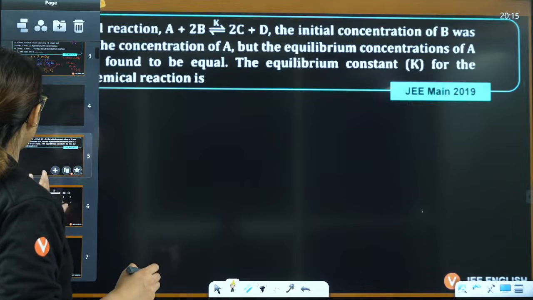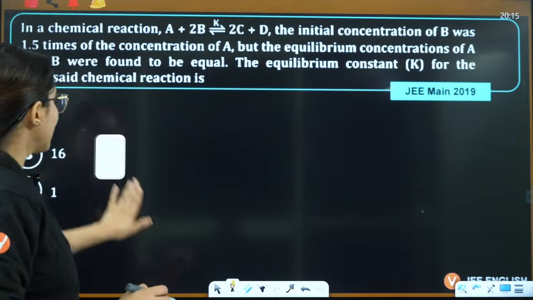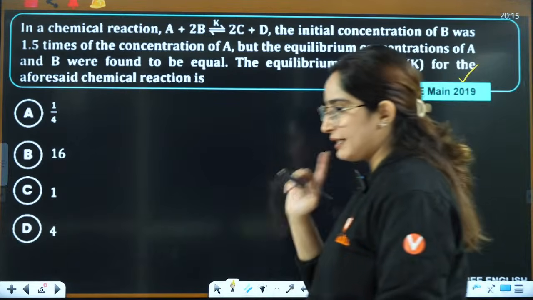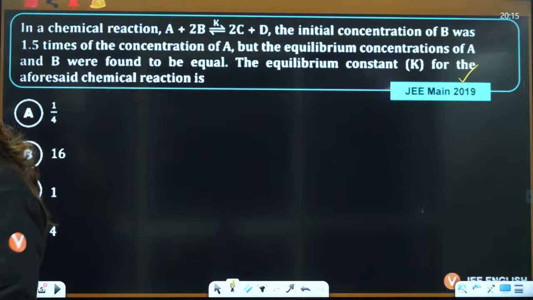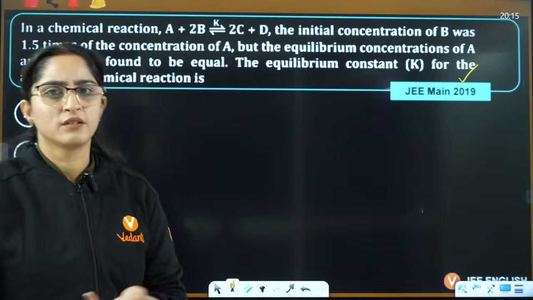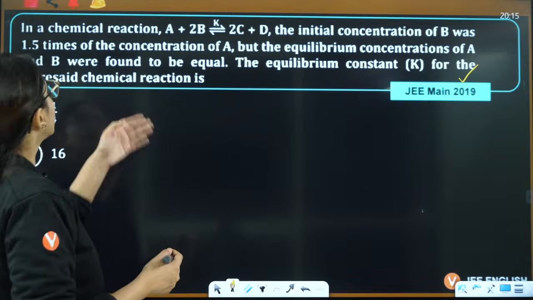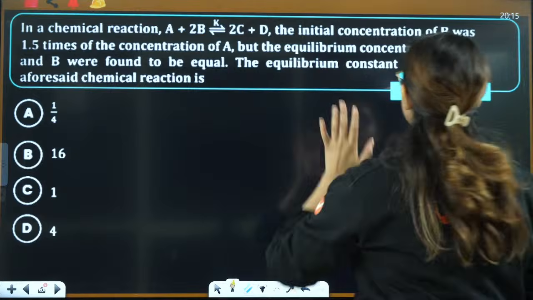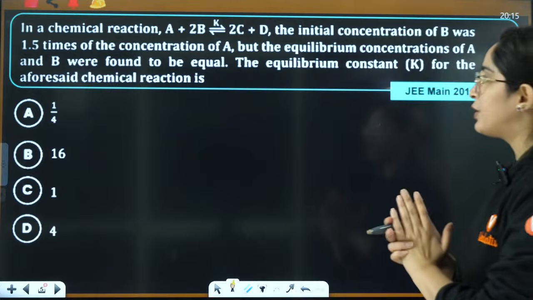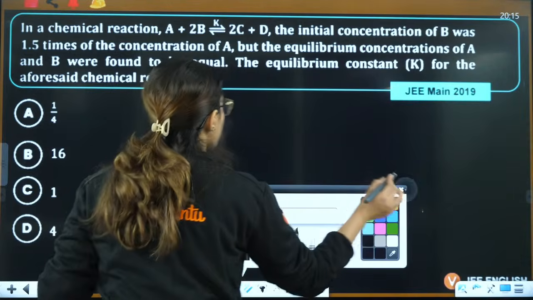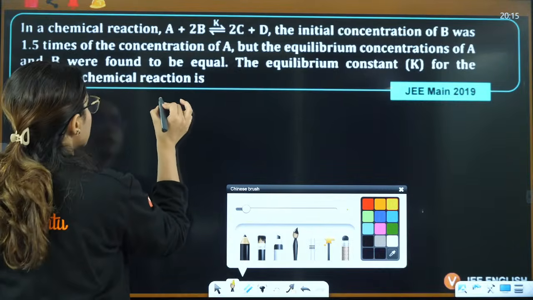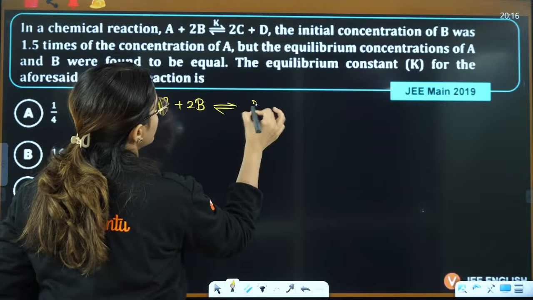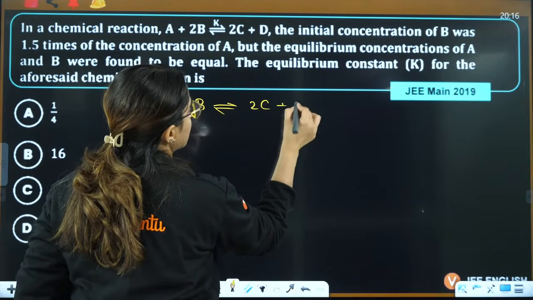Okay, everybody. Now, let's see the next question that was asked in JEE Mains 2019. The duration is about 1.5 hours. So, in a chemical reaction, the initial concentration of B is given to you. Again, we are going to solve this question on a similar pattern. This is A plus 2B giving rise to 2C plus D.